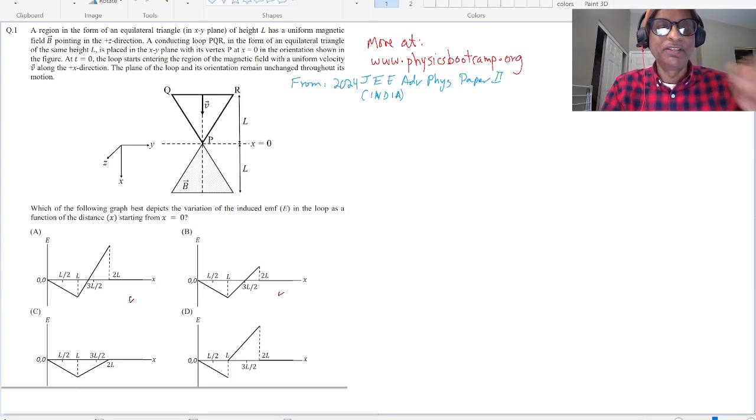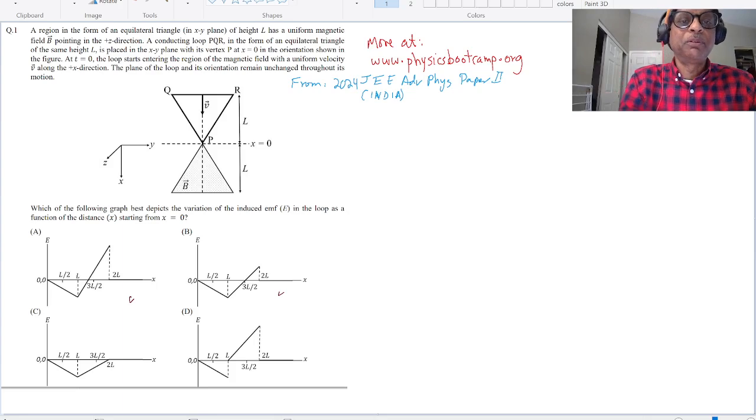Okay, so let's look at what the problem is. The problem is that there is a ring, a conducting loop, and it is empty inside, and then there is a space. This triangular region is just a space, and the magnetic field is pointing out in this area, and everywhere else the magnetic field is zero.